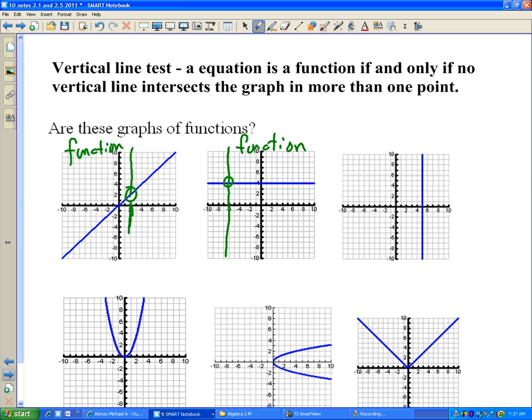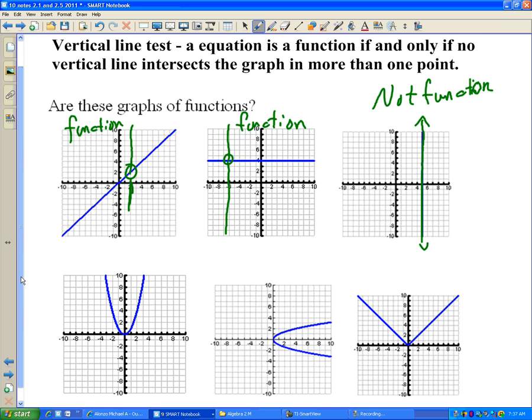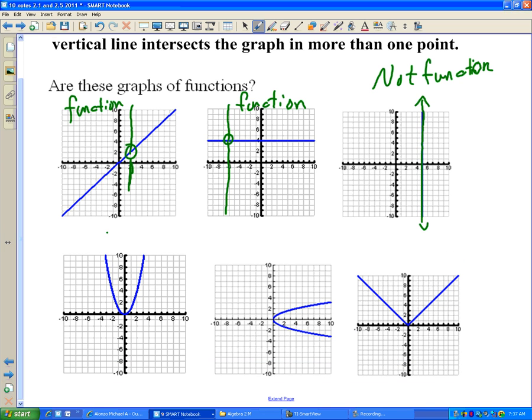This here, my entire graph is a vertical line. So I have multiple repetition. With the vertical line test, I hit the graph many, many times. So this is not a function. If I come over here, if I draw however many vertical lines I want to draw, I'm never going to hit this parabola more than once at a time. So this is a function.